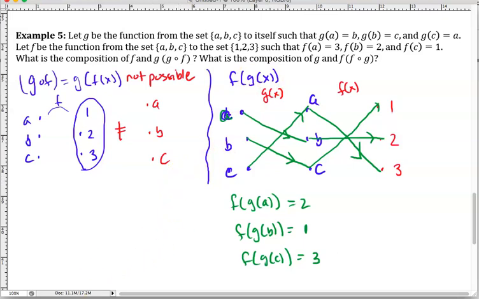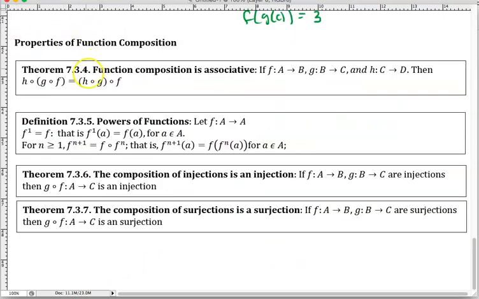Okay, so we're going to mention some properties of function composition. I'm not going to prove them. It's just interesting to see the properties, and those are used fairly intuitively without thinking much about them. So first one, function composition is associative.